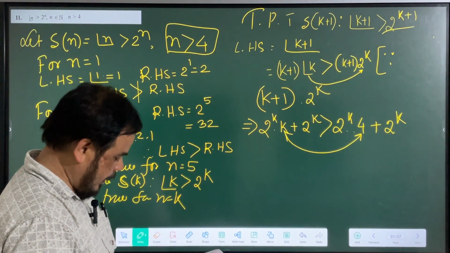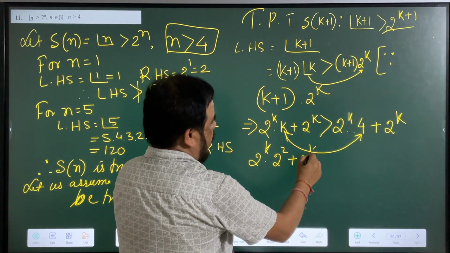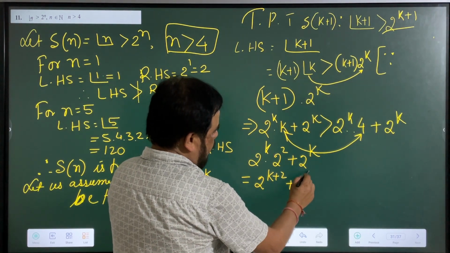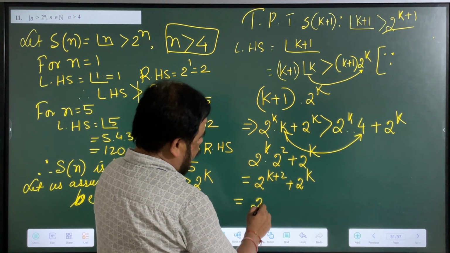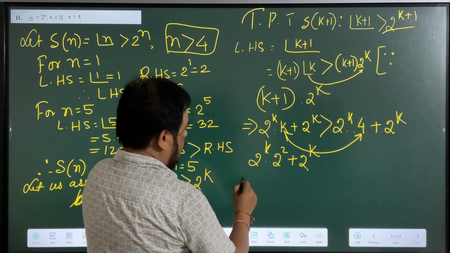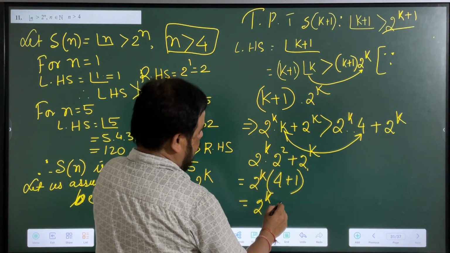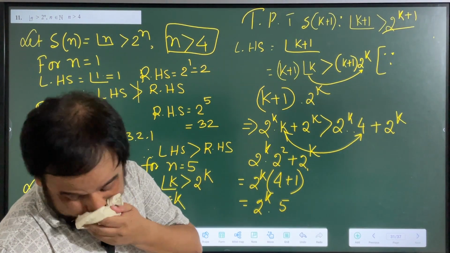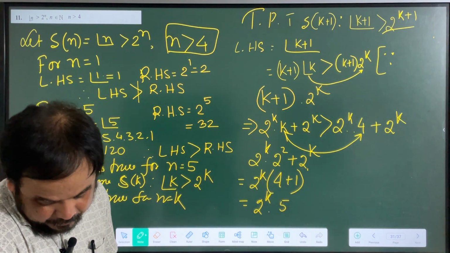Now we can write this as 2 to the power K into 2 square plus 2 to the power K. Here we can take 2 to the power K common. 2 square is 4, 4 plus 1 is 5. So it is 2 to the power K into 5.